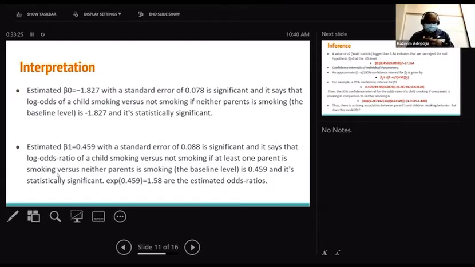And that is why you can see the difference between the log odd and the odd ratio. If you want to get the odd ratio from the log odd, you take the exponentiation, and that will be 1.58.